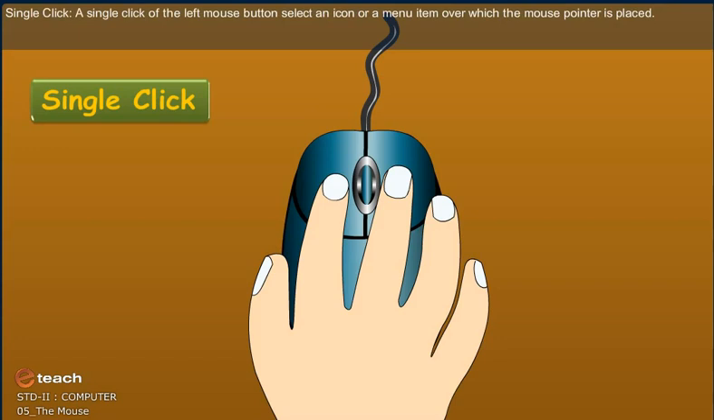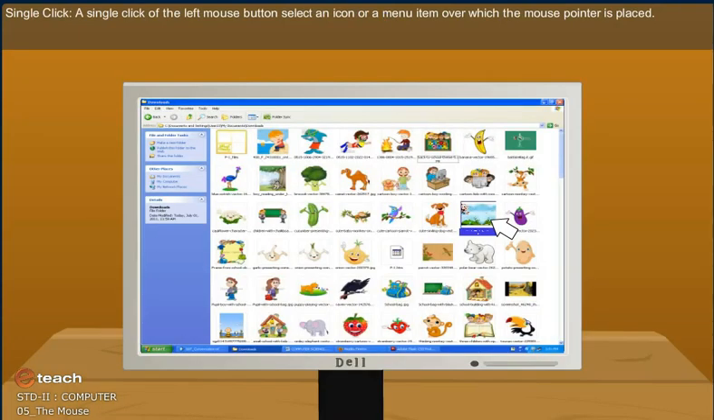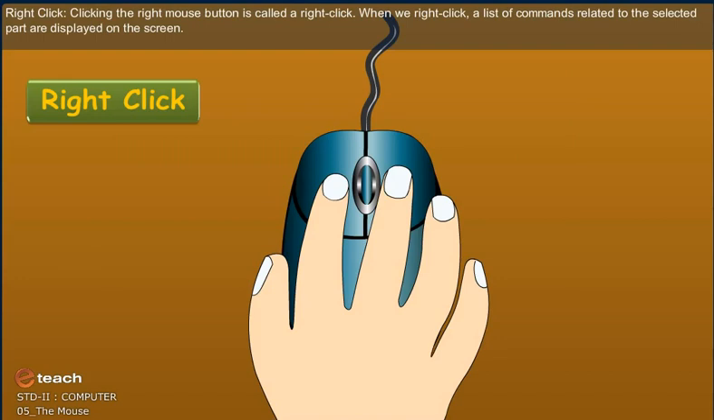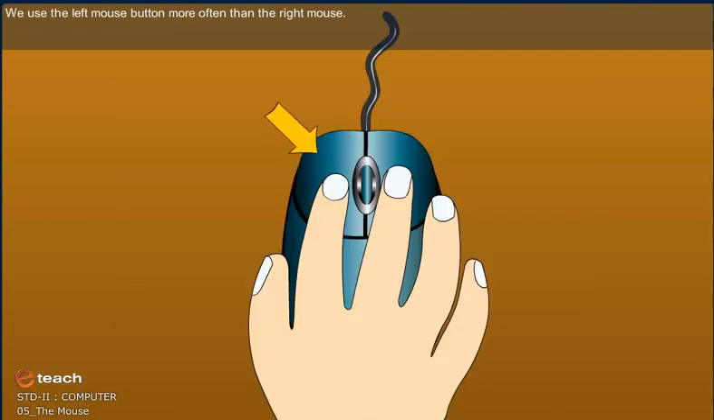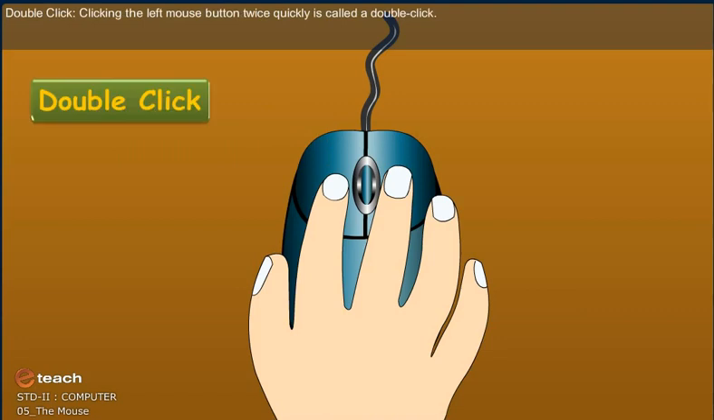Single click. A single click of the left mouse button, select an icon or a menu item over which the mouse pointer is placed. Right click. Clicking the right mouse button is called a right click. When we right click, a list of commands related to the selected part are displayed on the screen. We use the left mouse button more often than the right mouse button.